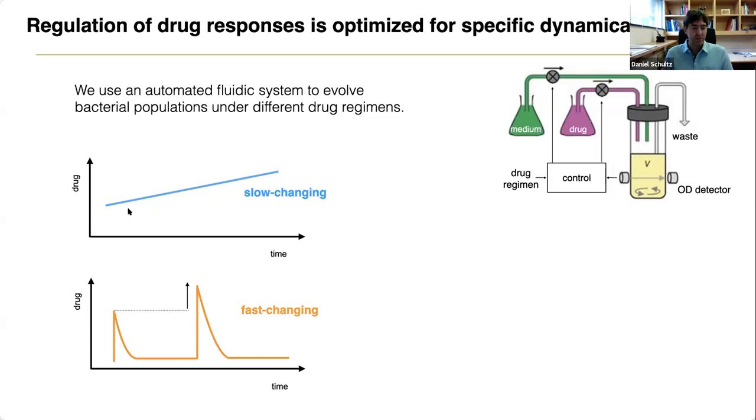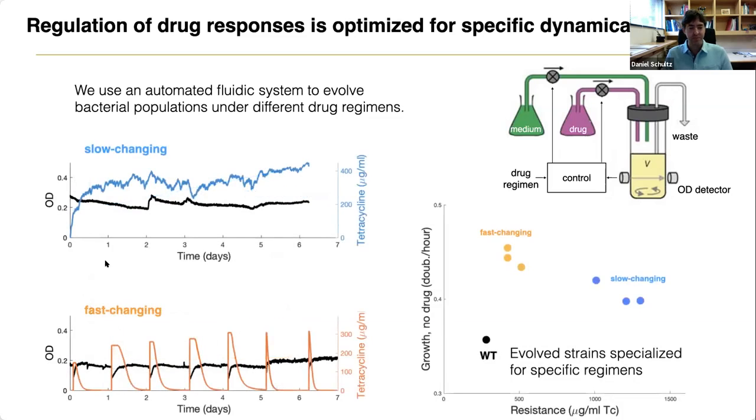And here we're going to look at what happens when we evolve them in a slow changing environment where the drug concentration ramps up slowly, or another environment where once a day we just hit the cells with a high concentration of drug. So this is what the data looks like for a week of evolution. This is drug concentration. Here this increases slowly, and here we have these peaks of drug concentration once a day.